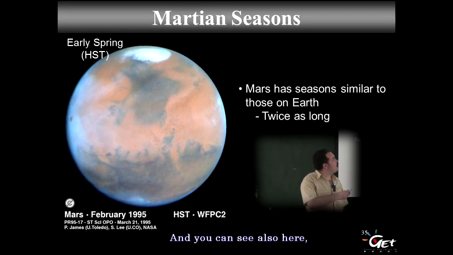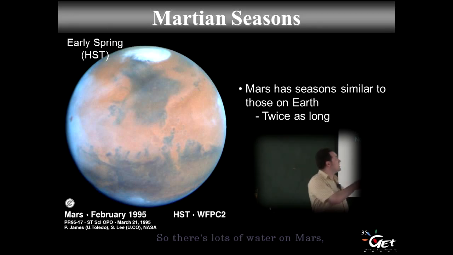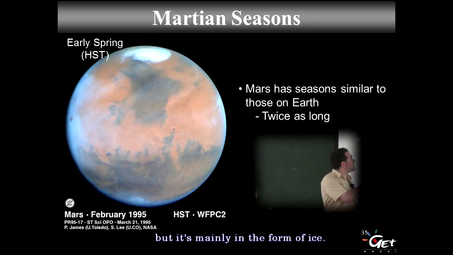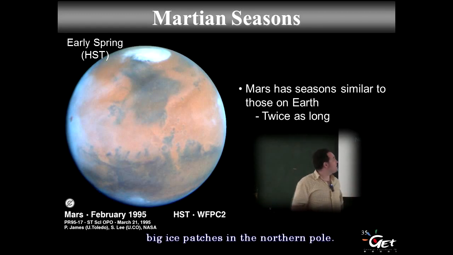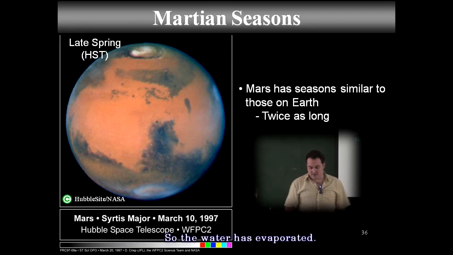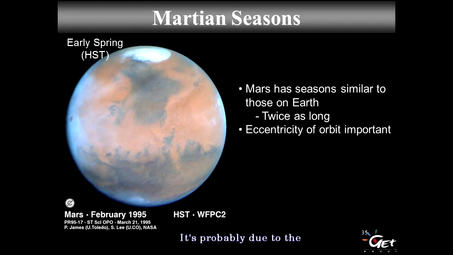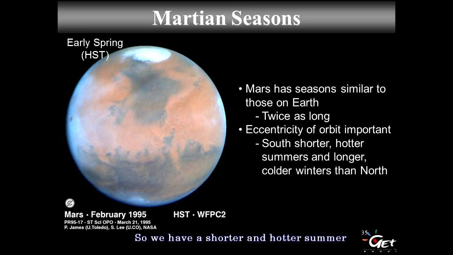And you can see also here, this white spot is on the pole, you have lots of ice, so there's lots of water on Mars, but it's mainly in the form of ice. So you see that when it's cooler, you have a very big ice patch on the northern pole, and when it's getting warmer, it's reduced, so the water has evaporated. It's probably due to the very important eccentricity of the orbit. So we have a shorter and hotter summer in the south and longer and colder winters in the north.